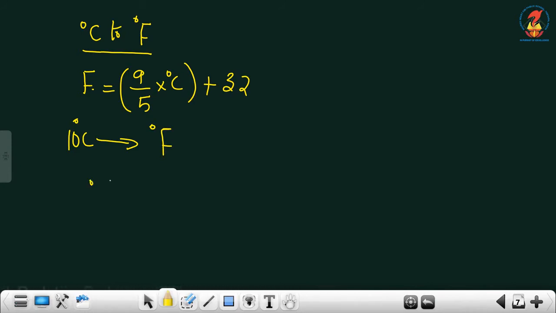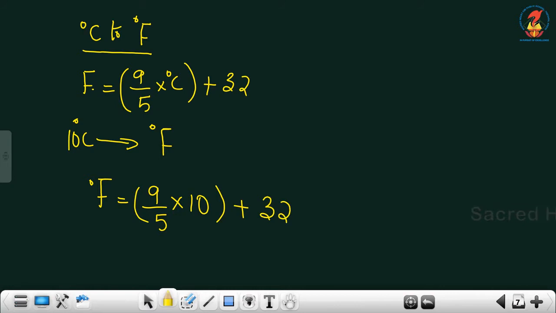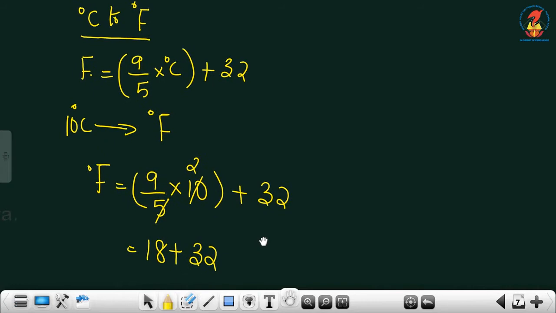So, what is the equation? Degree Fahrenheit equal to 9 by 5 into 10, in brackets, plus 32. What is the use of the brackets? It means first you have to do the calculation inside the bracket. So, 9 by 5 into 10 is 2 times 9, that is 18, plus 32.